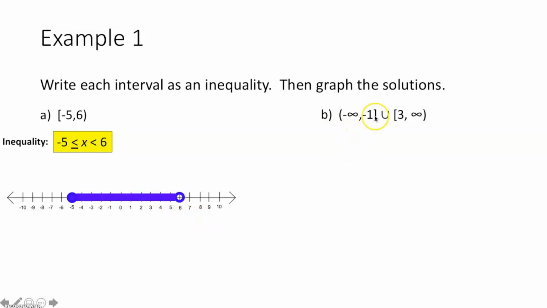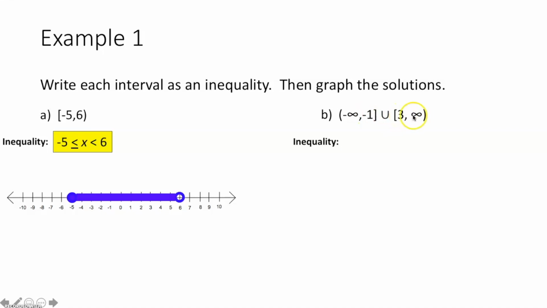Here, we see that we have a union symbol, meaning that this is going to be an or compound inequality. So what we're going to do is write two separate inequalities and just write or between them. So here we're going from -infinity to -1. That means we want all x values less than -1. But you see this bracket here? That means -1 is included. So we want all x values less than or equal to -1.